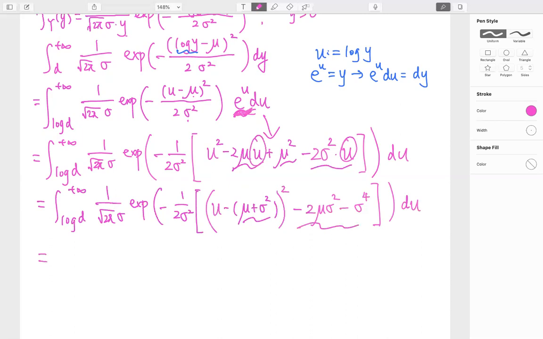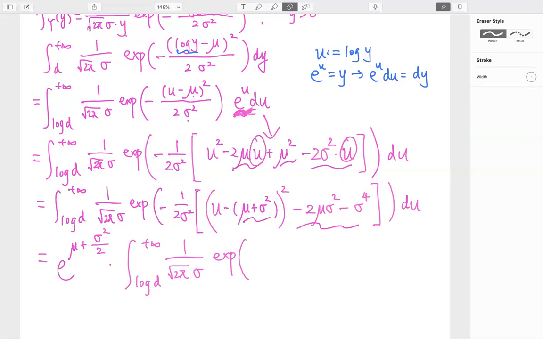I have this term here, which is constant. Let's move it out. Remember, you need to divide it by negative 2 sigma squared. So we have mu plus sigma to the fourth cancel the sigma squared. I will have sigma squared divided by 2. And what's inside? 1 over square root 2 pi sigma, exponential. Let me write e, because you should be more familiar with seeing e right now.